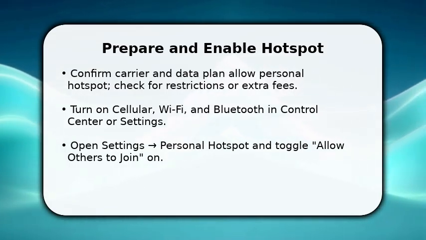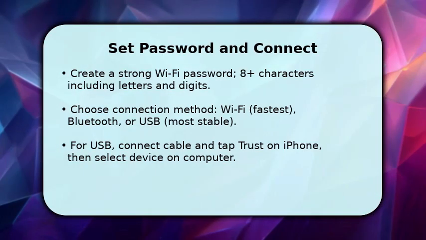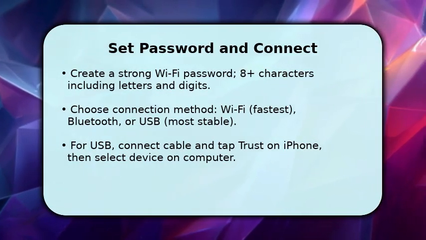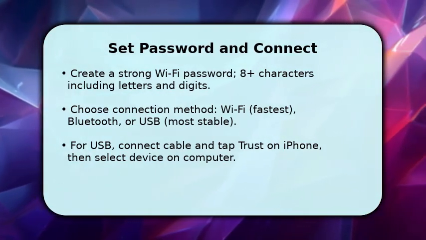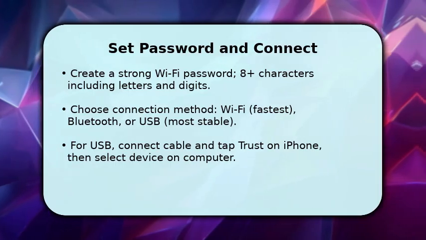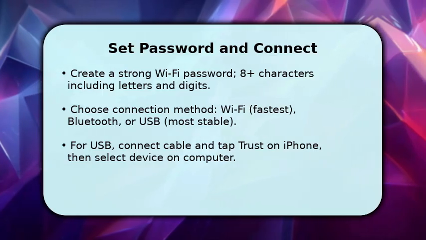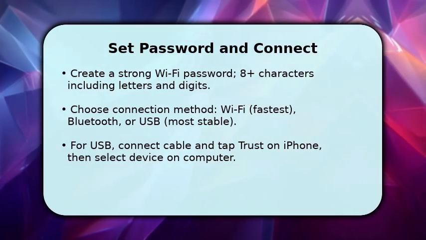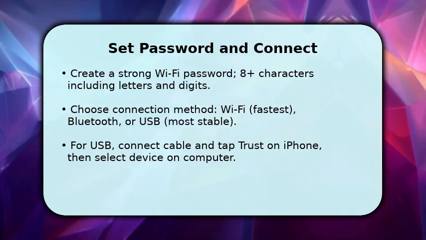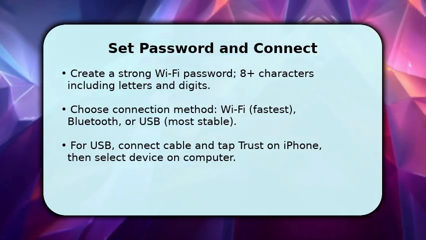Now set a secure Wi-Fi password in the Personal Hotspot screen so only authorized devices join. This protects your data and preserves speed. Once set, choose how to connect. Wi-Fi is simplest for phones and tablets. USB tethering gives the most reliable throughput and no wireless interference, and Bluetooth uses less power but is slower.